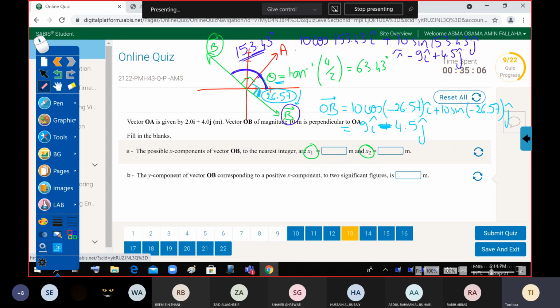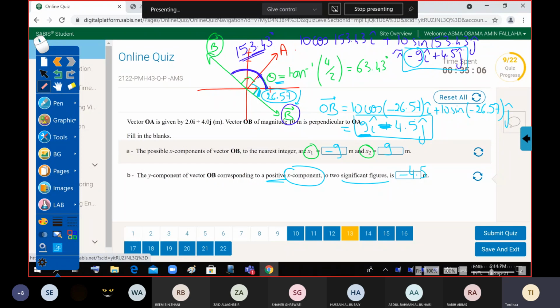So what are the values of x1 and x2? Those are the values of x1 and x2. Minus 9 and 9. Okay, so why? Because I have, as you can see, two positions that can be perpendicular to OA. The y component of OB corresponds to the positive x component. Pay attention to that. The positive x component, I don't look at the first vector, I look at the second vector, because the second vector has an x that is positive. What will be the answer to two significant figures? Minus 4.5.